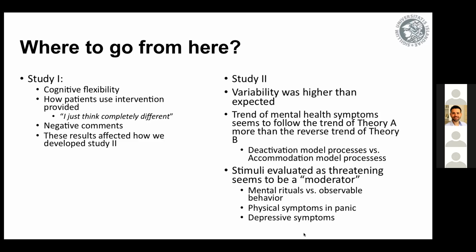So in study 2, we found that variability was higher than we expected, as you saw briefly on these slides before. The trend of the mental health symptoms seems to follow the trend of theory A more than the reverse trend of theory B, which puts our attention to which model might explain these results, the activation model versus the accommodation model. And we also found that stimuli evaluated as threatening seem to be a moderator. So it was much more difficult to treat people with OCD suffering from mental rituals versus observable behavior.